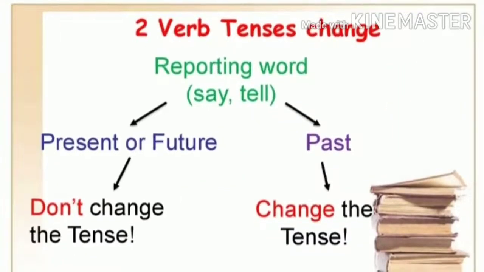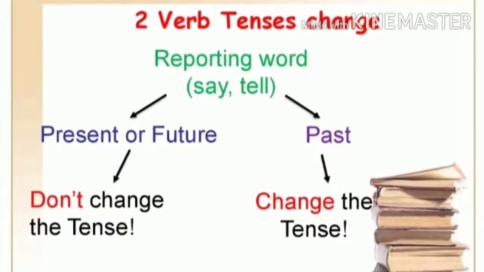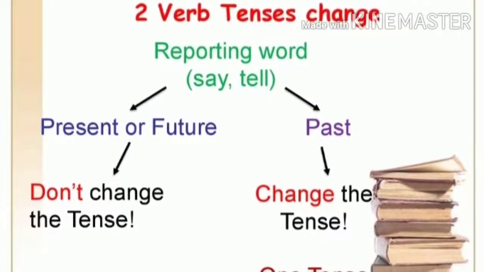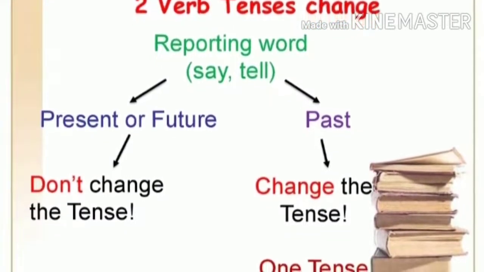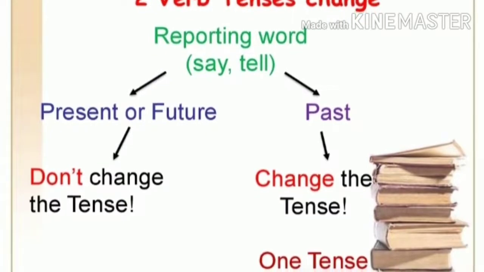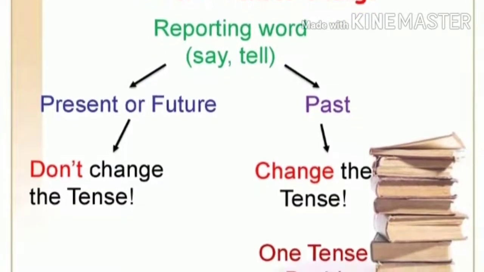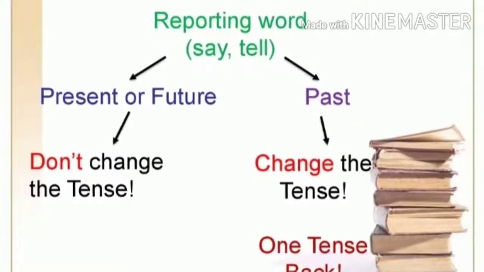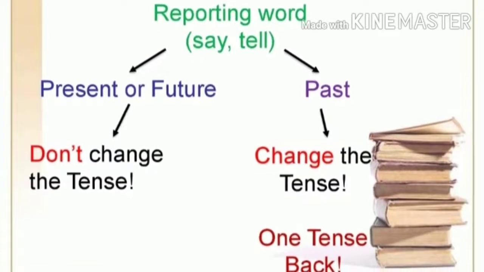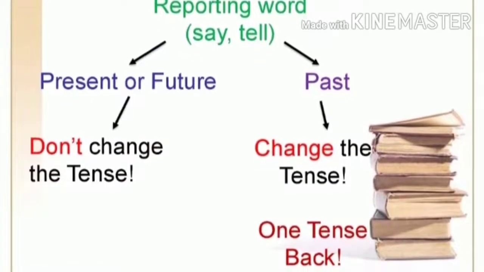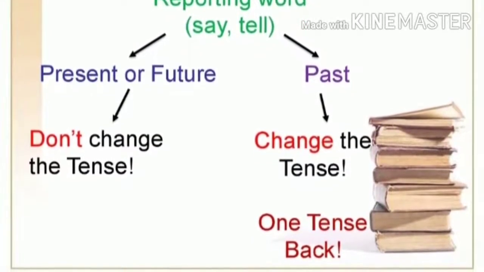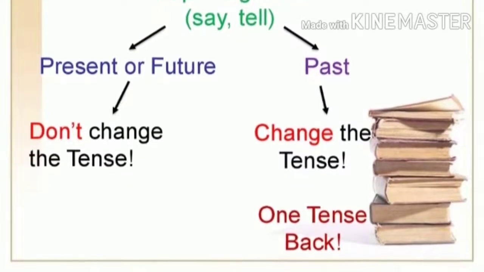Students, see this flow chart. The second, verb tense change: the reporting word, that is say or tell. Alright, so students, in your present or future, don't change the tense. But in past you have to change the tense. Got it? You have to change the tense in the past. In present or future, there is no need to change the tense for say and tell. Alright, let me show the slides to you how you are gonna do it.